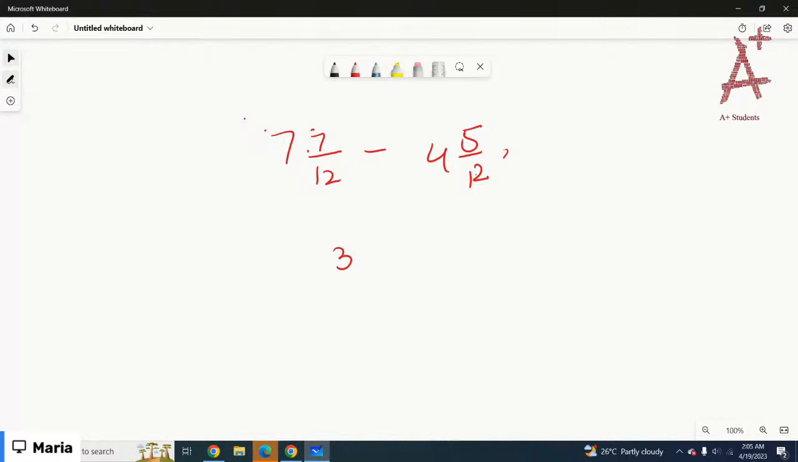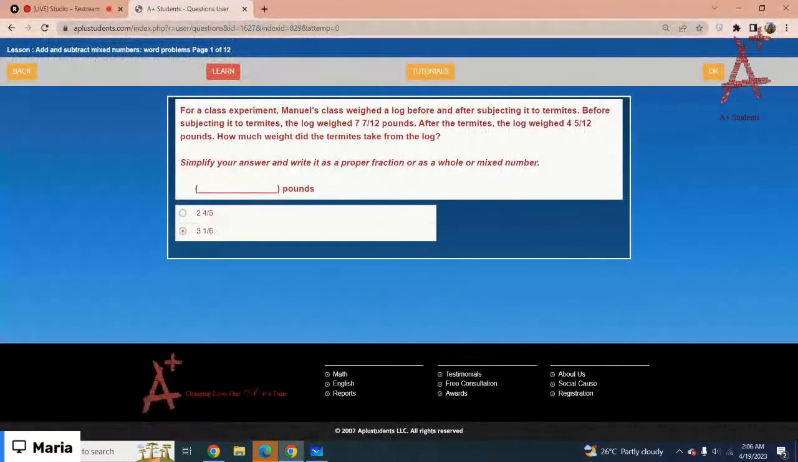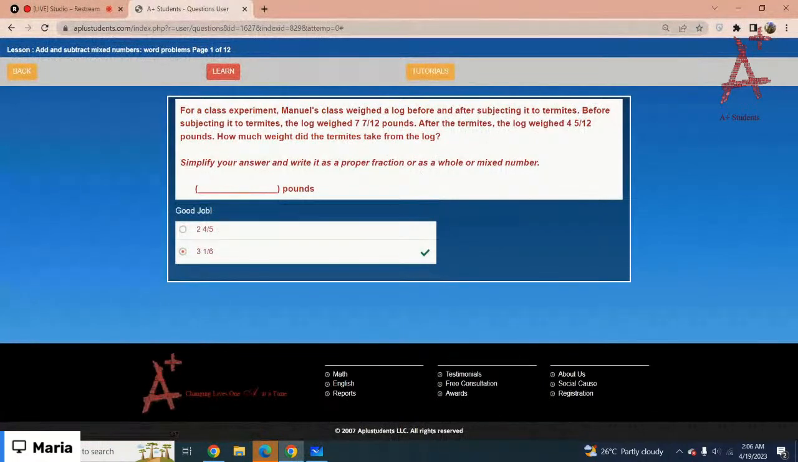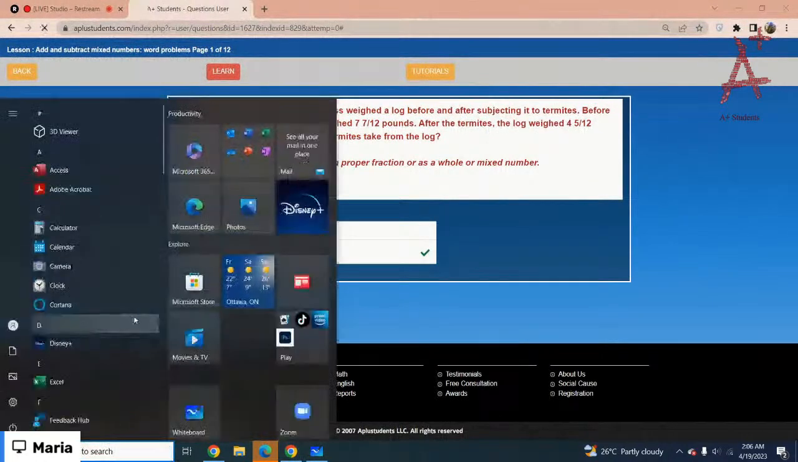So we have 3 and then just subtract the numerators. 7 minus 5 is 2. So it would be 3 whole 2 over 12. Got it? Also, you can divide them by a common number that would be 2. So when you divide, 2 times 1 is 2 and 2 times 6 is 12. So it would be 3 whole 1 over 6. So the correct option is 3 whole 1 over 6. Just select the correct option and click on the OK button.